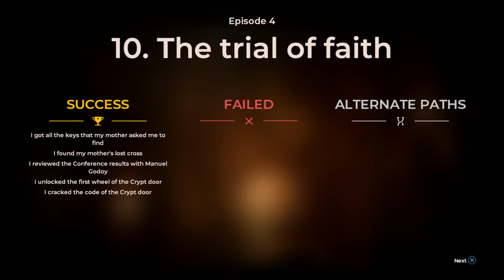Okay, anyway, successes. I got all the keys that my mother asked me to find. Beautiful, we did that. I found my mother's lost cross. We did that. I knew we had to look for the fine tooth comb. I reviewed the conference results with Manuel Godoy. Good. I unlocked the first wheel of the crypt door. I cracked the code of the crypt door. Yay! It didn't even lose an arm. Yes!